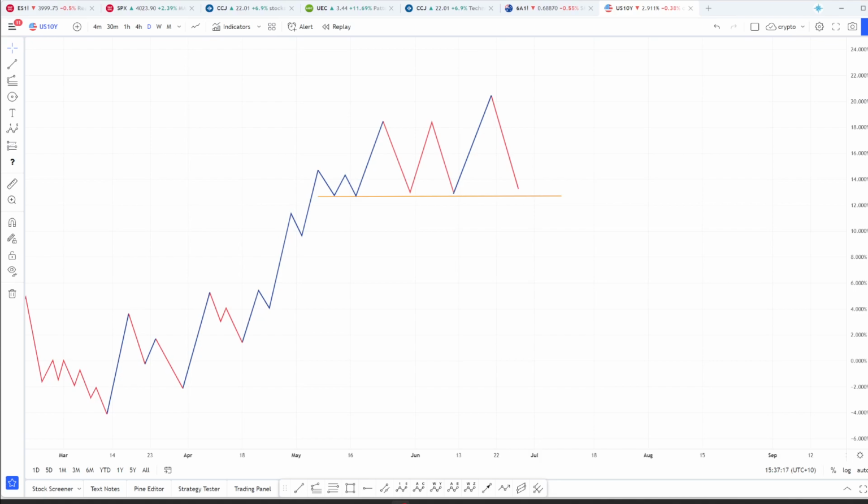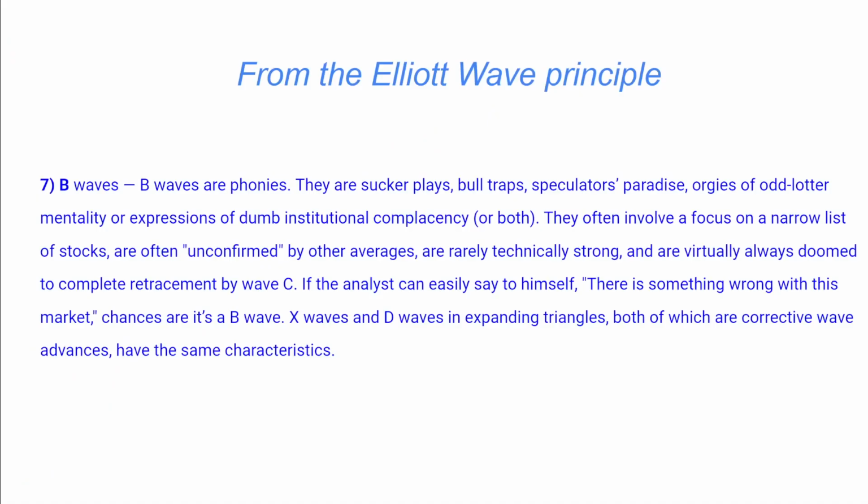So let's take a look at the B wave now. B waves are phonies. They are sucker plays, bull traps, speculators' paradise, orgies for odd lotter mentality, or expressions of dumb institutional complacency, or both. They often involve a focus on a narrow list of stocks, FANG stocks, are often unconfirmed by other averages, are rarely technically strong, and are virtually always doomed to be completely retraced by wave C. The analyst can easily say to himself or herself, there is something wrong with this market, then chances are it's a B wave.